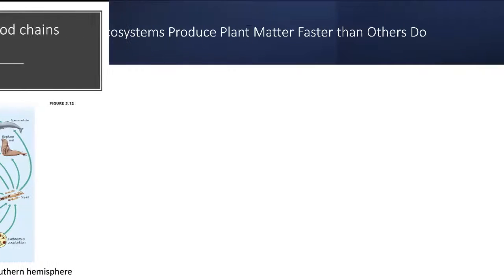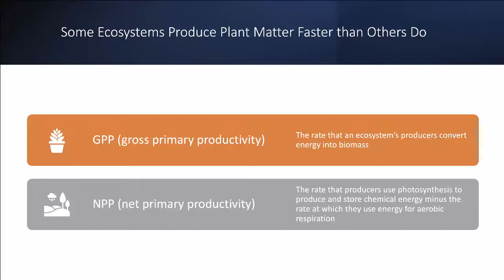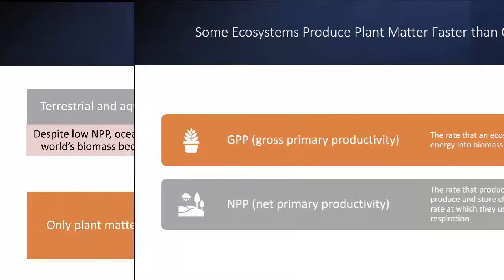Some ecosystems produce plant matter faster than others do, and there are a couple of terms that we need to remember. First, GPP, the gross primary productivity. This is the rate that an ecosystem's producers convert energy into biomass. The other term, NPP, is the net primary productivity. This is the rate that producers use photosynthesis to produce and store chemical energy, minus the rate at which they use energy for aerobic respiration.